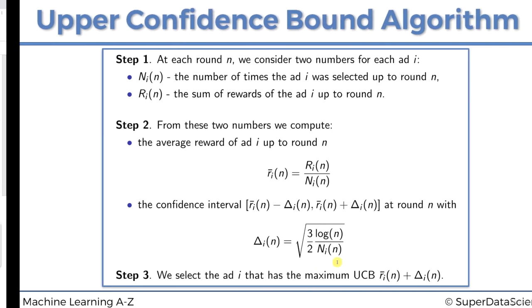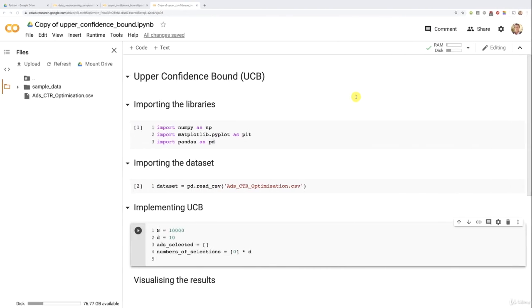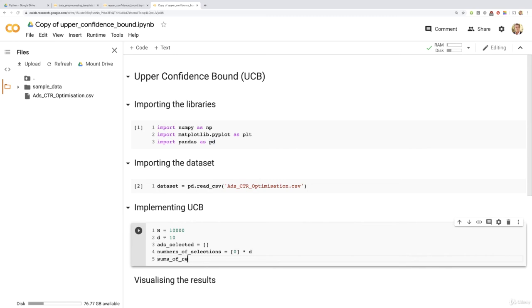Okay, then next variable, this one, the sum of rewards of the ad i up to round n. Same here, we want to have these sums of rewards for each of the ads up to round n, and therefore we're going to create another list which we're going to call sums_of_rewards, right? And same, this will be initialized as a list of 10 zeros. So I'm just copying and pasting this, right? That's the same. And of course, at first round, each ad has a sum of rewards equal to 0, because at the beginning no ad is selected and therefore no reward is collected.